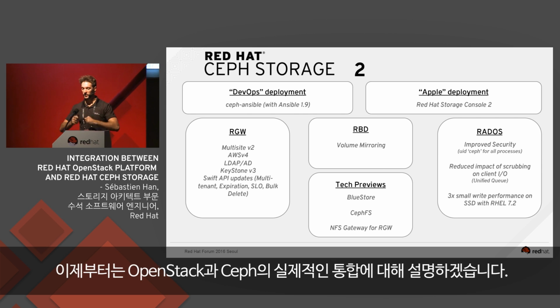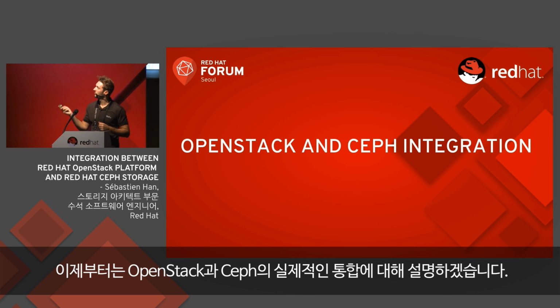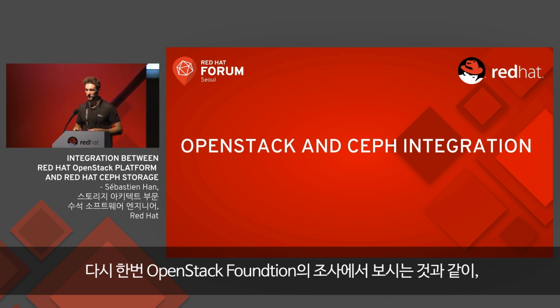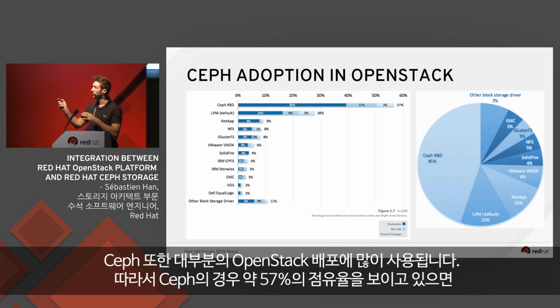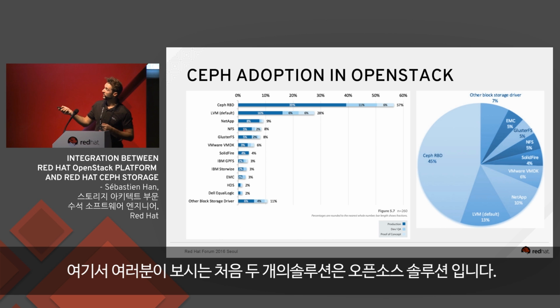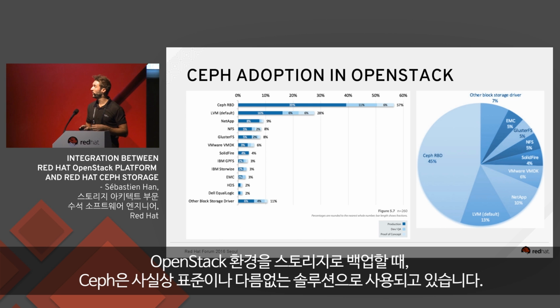Now let's talk about the real integration of OpenStack and Ceph. As you can see here, once again, a survey from the OpenStack Foundation, the adoption of Ceph into OpenStack. And just like OpenStack is dominating cloud deployments, Ceph is also dominating most of the OpenStack deployments. We're up to 57% of usage for Ceph, and what you see here is that the first two are open source solutions. So Ceph is really becoming the de facto solution when it comes to backing the OpenStack environment with storage.